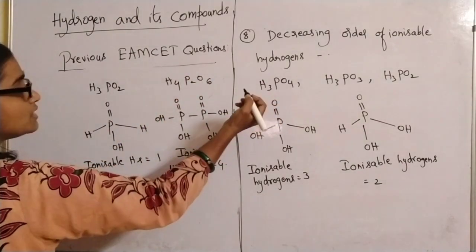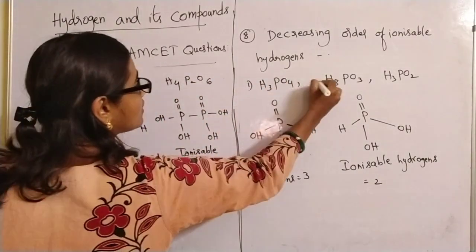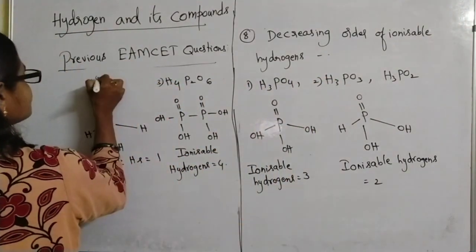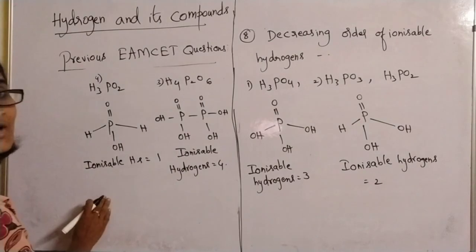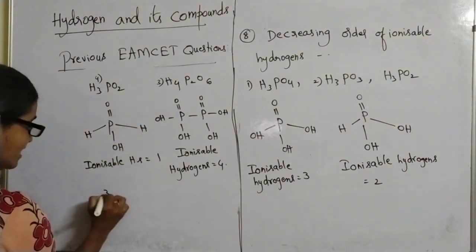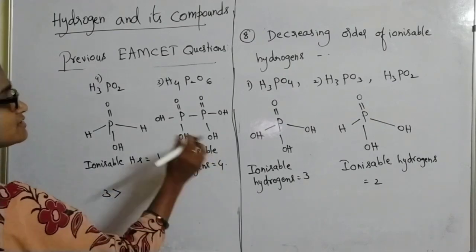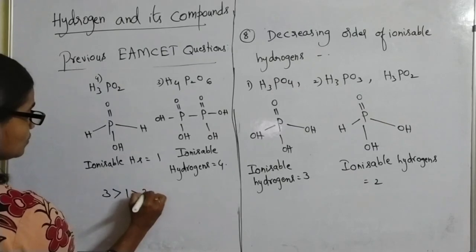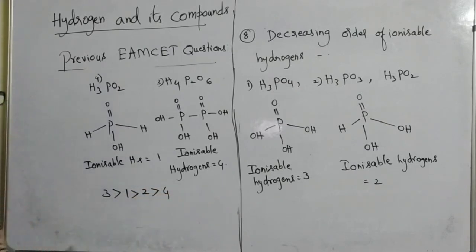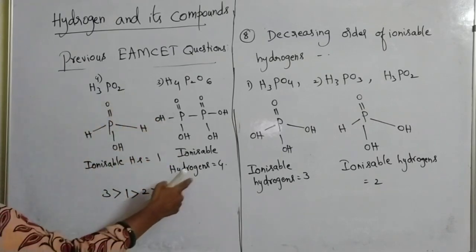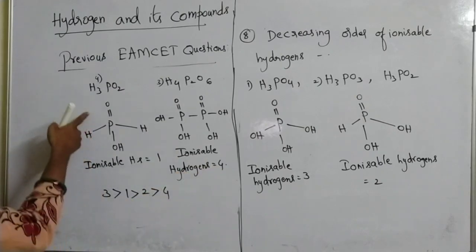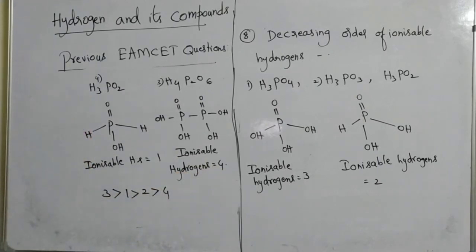So if you keep them as 1, 2, this is 3, this is 4, the order will come as structure 3 having more number of ionizable hydrogens. So structure 3 greater than structure 1 greater than 2 greater than 4. Decreasing order, more number of ionizable hydrogens, that you have to write first. This structure has 4 ionizable hydrogens, whereas this structure has only 1 ionizable hydrogen.